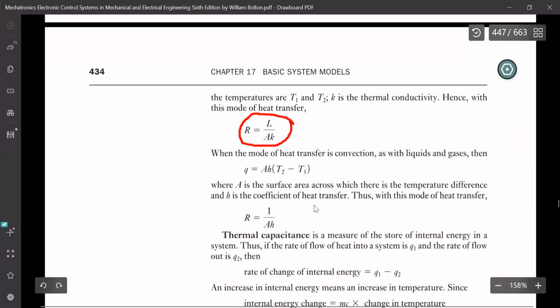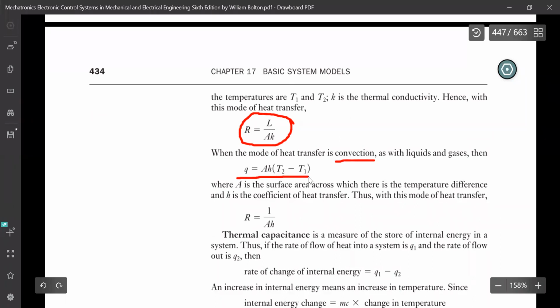Now there is another mode of heat transfer, which is known as convection. For convection, the formula entirely changes. You already know Q is equal to A times H into T2 minus T1, where what is H?